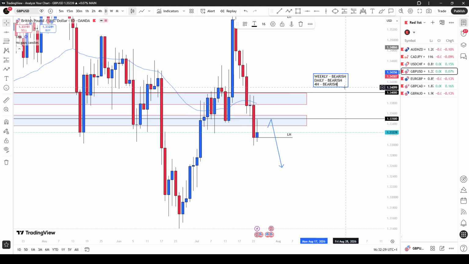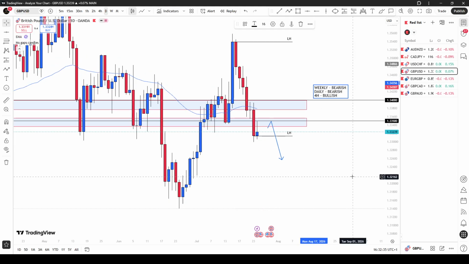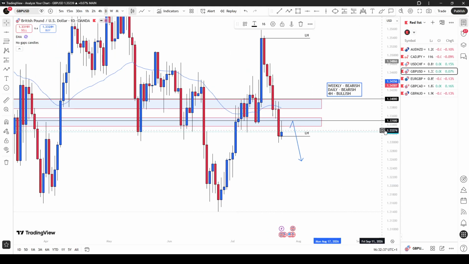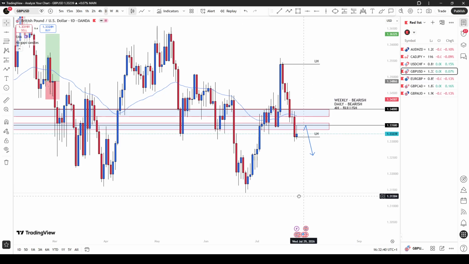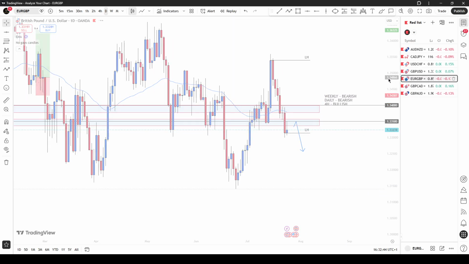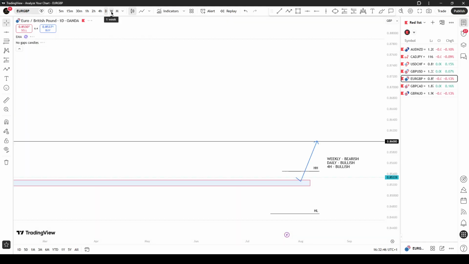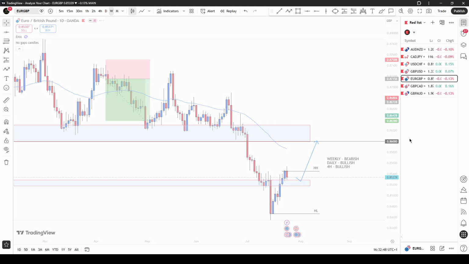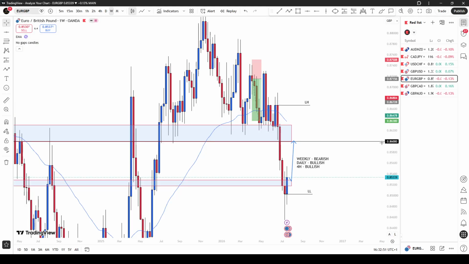I only need 2 time frames to be in sync before I'll be interested in taking any trade. Okay, so that's what I'm looking out for on GBP USD. The next pair is Euro GBP. Euro GBP is kind of a high risk trade.